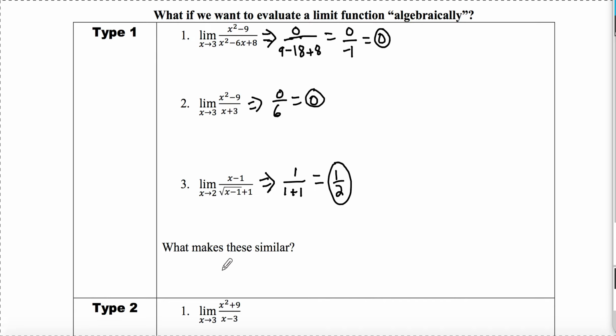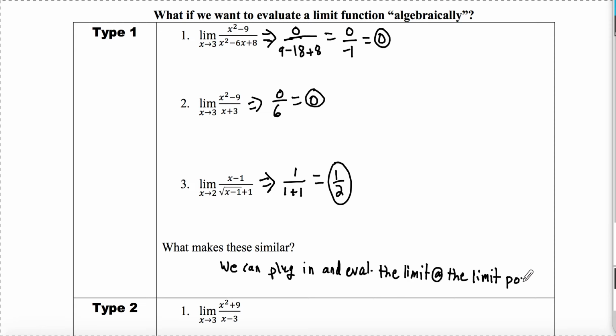What makes these similar? We can plug in and evaluate, I'll abbreviate that as eval, and evaluate the limit at the limit point. All right, if we can just plug in and get a finite number, we're set. That's the limit. That's all it means. We don't have any problems. The function's continuous, and the point that we get is also where that limit is going to be. Everything's going to kind of meet right at that value.